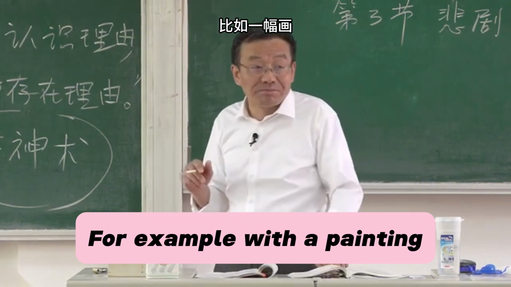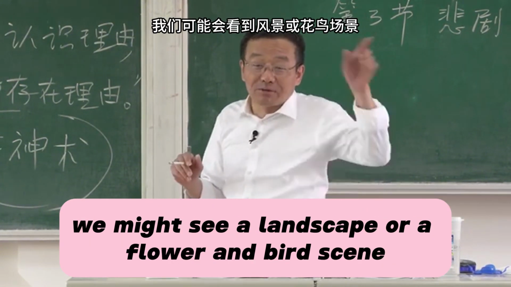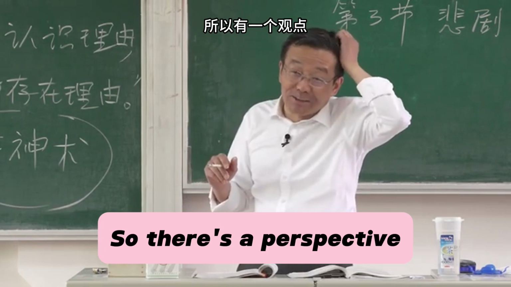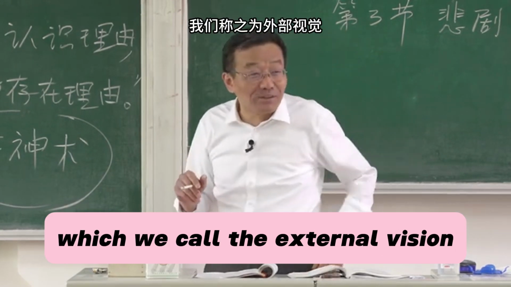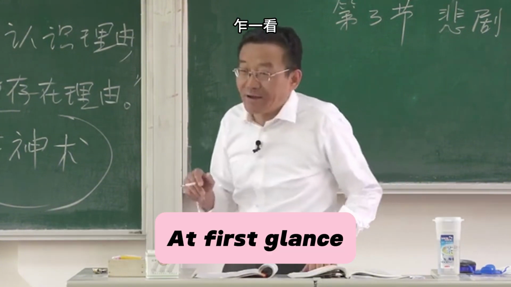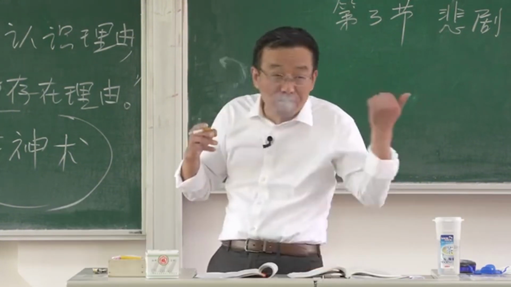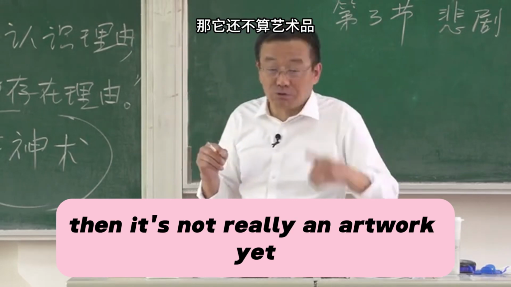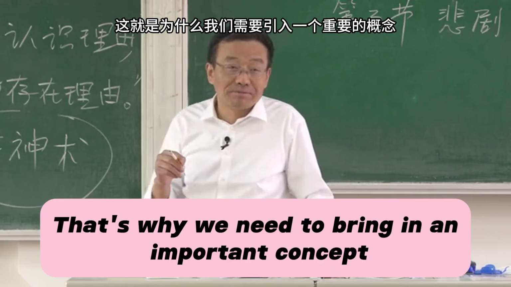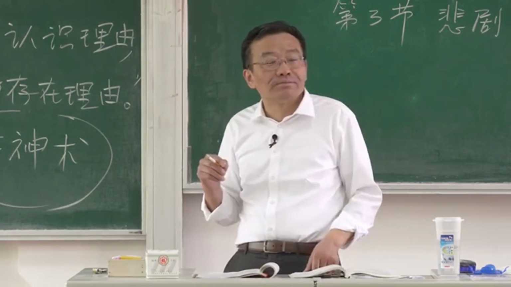It's the perspective of the artwork. For example, with a painting, we might see a landscape or a flower and bird scene. So, there's a perspective, a view that we can directly see, which we call the external vision. At first glance, you can see this external vision right away. But if a work can only give us that direct view, then it's not really an artwork yet. That's why we need to bring in an important concept, internal vision.